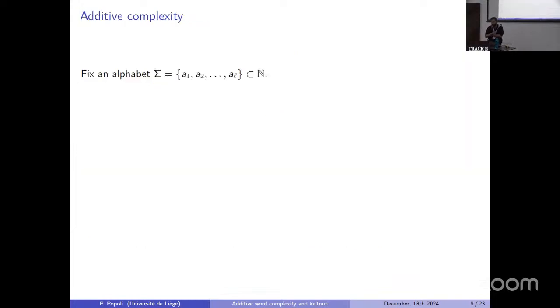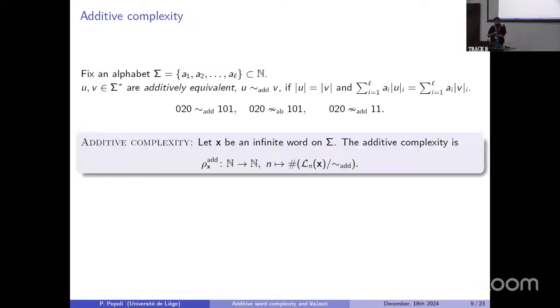And now we will study the additive complexity. For this complexity, we should have an alphabet of natural numbers. And then we say that two words are additively equivalent if the sum of the letters is the same. So 0, 2, 0 is additively equivalent to 1, 0, 1, but they are not abelian equivalent. And then we define this complexity in the same way.